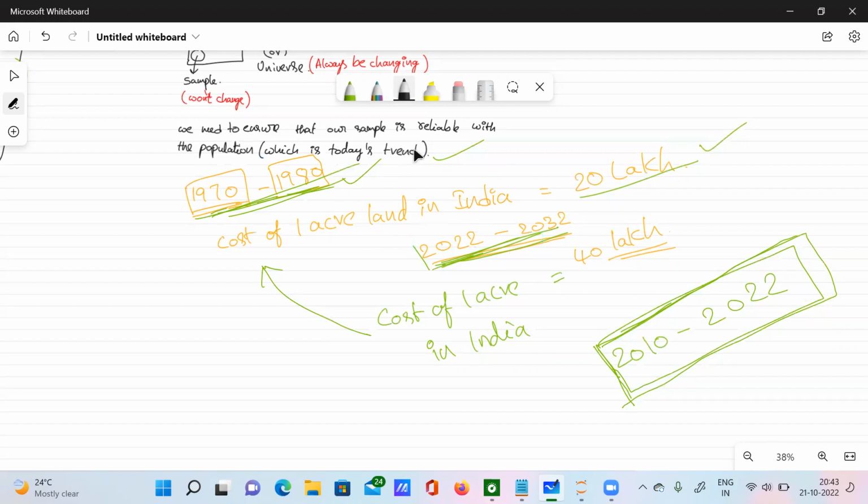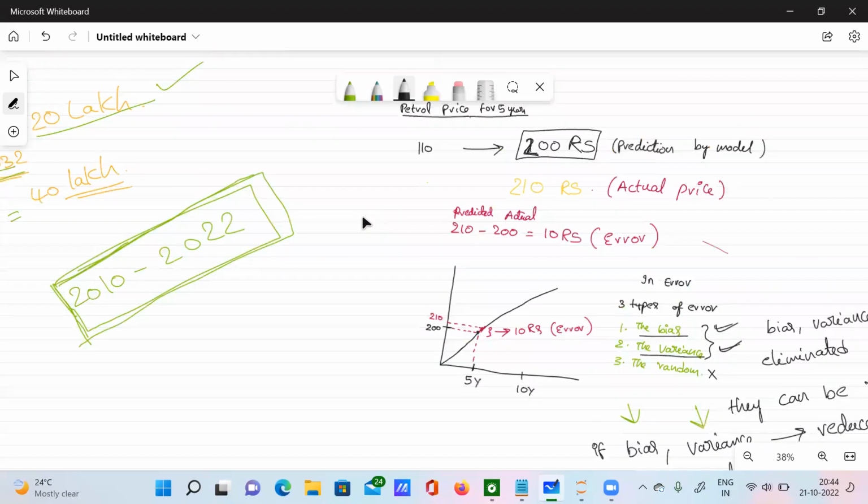So the suggestion I can give you is that our sample data should be reliable with today's trend. That's what the logic here is.